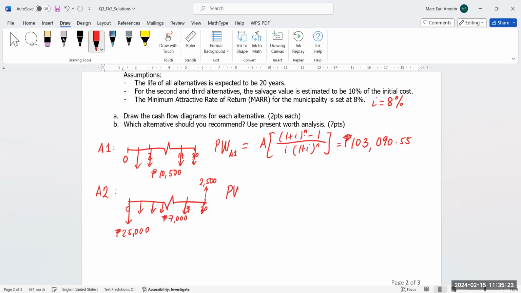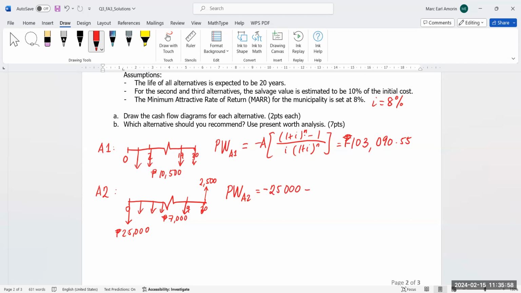So how about the present worth of alternative 2? So since this initial cost of 25K is already a present worth, okay, so no need to transform it. Okay, so I will just write 25,000. So in this case, I will just use the negative notation since we are talking about negative cash flows. Okay, for the 7,000, since this is an annual cost, we need to convert it into present.